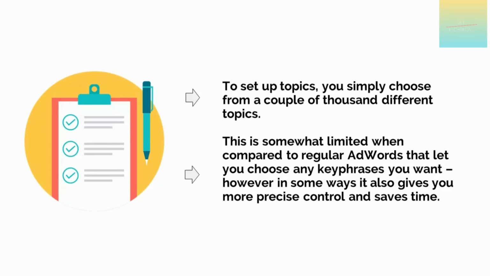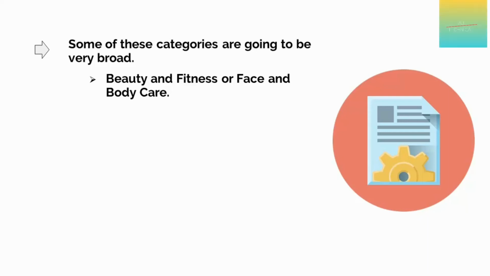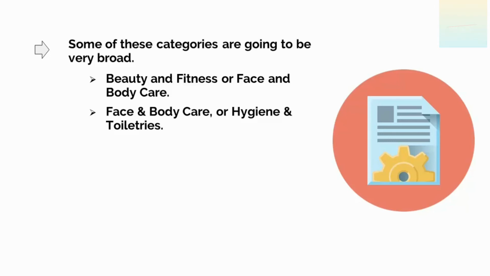However, in some ways it also gives you a more precise control and it saves time. Some of these categories are going to be fairly broad. These include the likes of beauty and fitness or face and body care. These give you the most exposure but cost the most. But if you dig a little deeper into the subcategories, then you can get more niche by choosing things like face and body care or hygiene and toiletries.